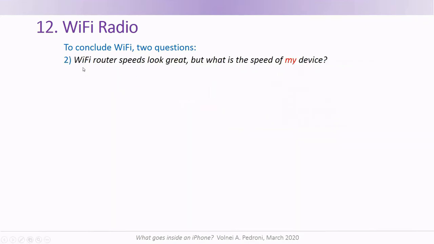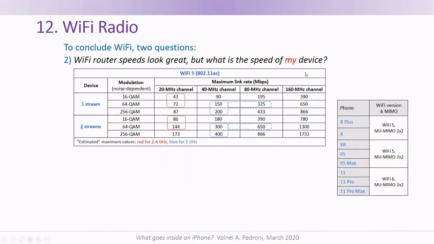The second question is, Wi-Fi router speeds look great, but what is the speed of my device? This is a difficult question. What I did here, I wrote down the numbers from the Wi-Fi 5 documentation for 1 stream and the top 3 modulation options. For 2 streams, all we have to do is to multiply everything by 2.